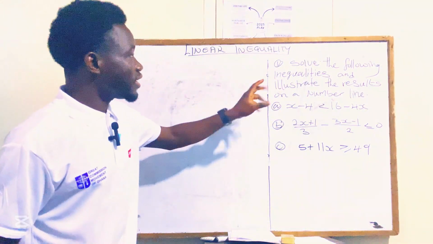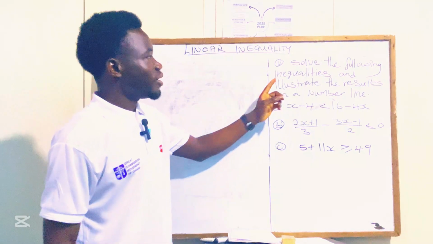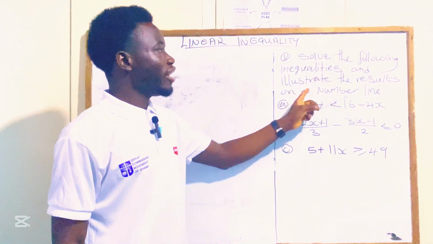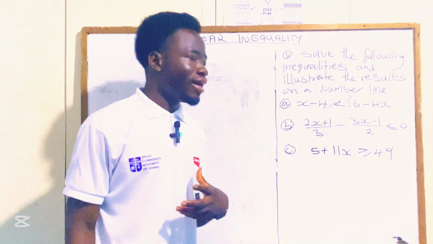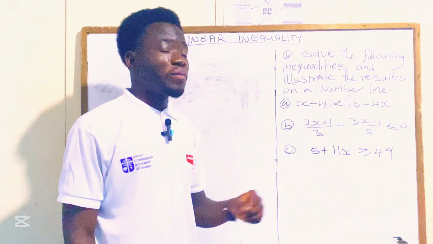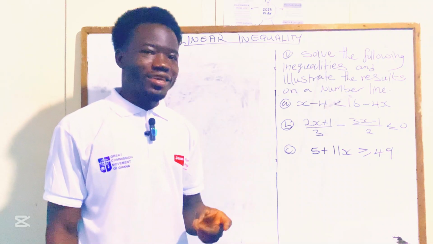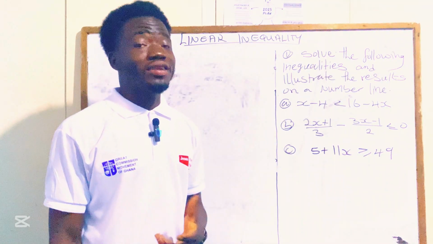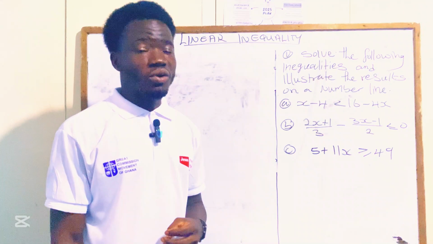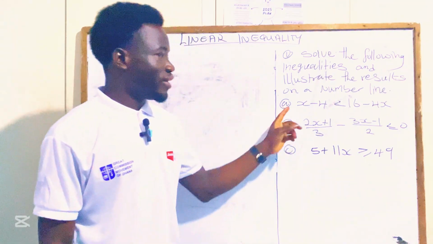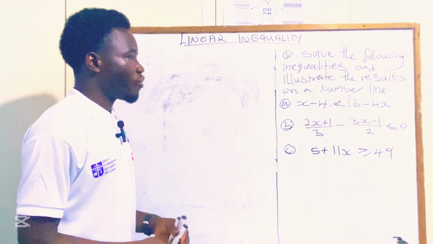So the question given to us here is: solve the following inequalities and illustrate the result on a number line. So the first thing the question is asking you to do is to solve the inequality, and the next thing is to draw a number line to represent that particular information or the result that you have gotten. Alright, so without wasting time, let's pick the first question.